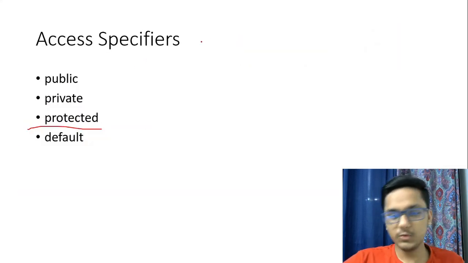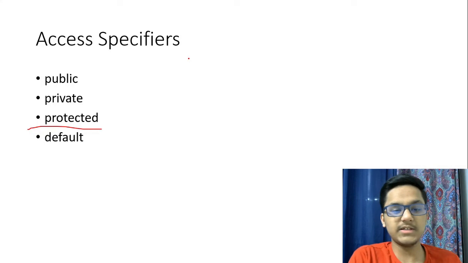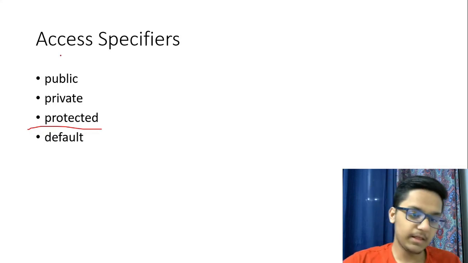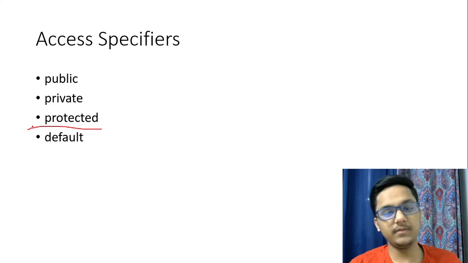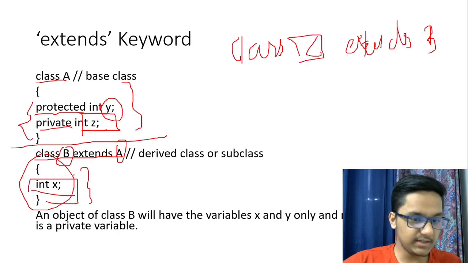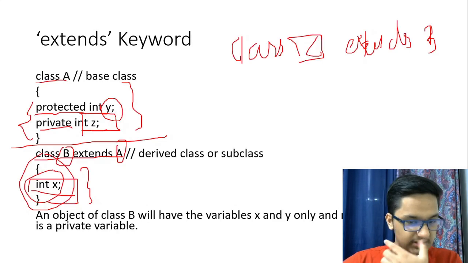Now you might have noticed that sometimes when writing a function, we just write void fun or something like that. We don't specify public, private, or protected. So then it's a default access specifier. When we don't specify anything, it's default. Like this int x, we haven't specified anything, so it's the default.